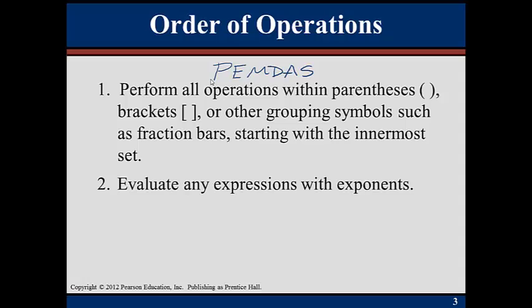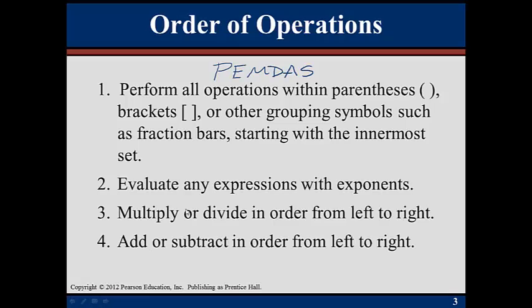P stands for parentheses. These include brackets or any other grouping symbols such as fraction bar, starting with the innermost set. E is exponents. And then M is multiply and D is divide. Now remember that you can switch the order for multiplication and division, and it goes from left to right. And then A is adding and S is subtracting, and again you can switch the order for adding and subtracting because it goes from left to right.